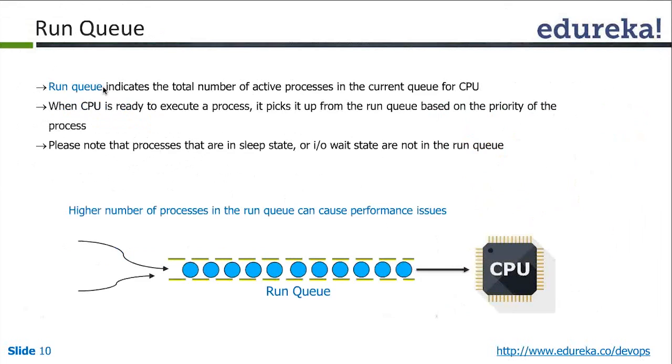Now, run queue. The run queue indicates the total number of active processes in the current queue for the CPU. When the CPU is ready to execute, it picks up from the run queue based on the priority of the process. Please note that processes that are in sleep or IO wait state are not in the run queue, which I told you. Run queue means it's an active queue. Others are put into wait state or other queues. The run queue also indicates the number of processes the CPU is handling and the load on the CPU.